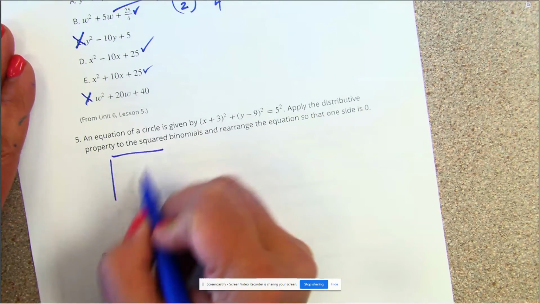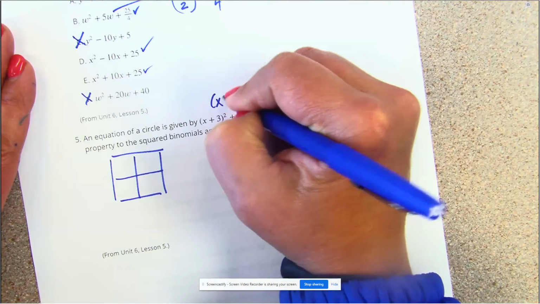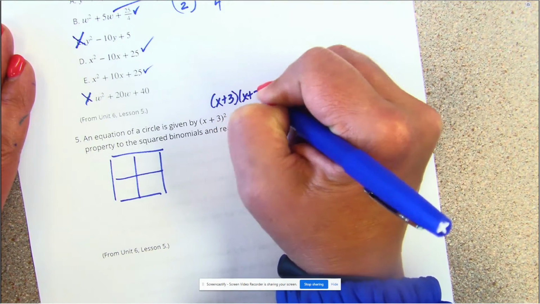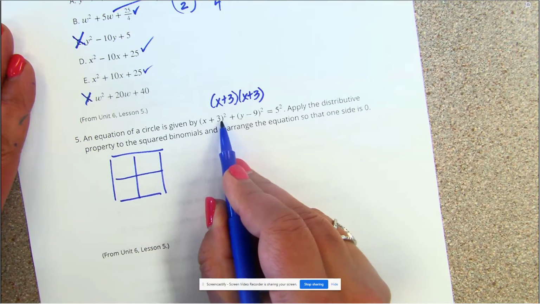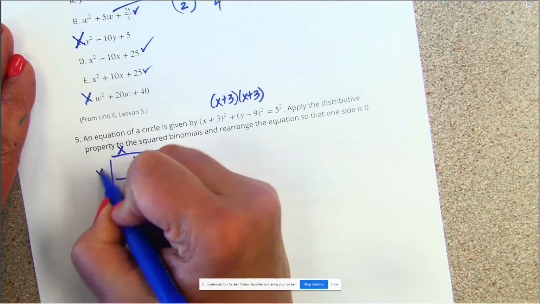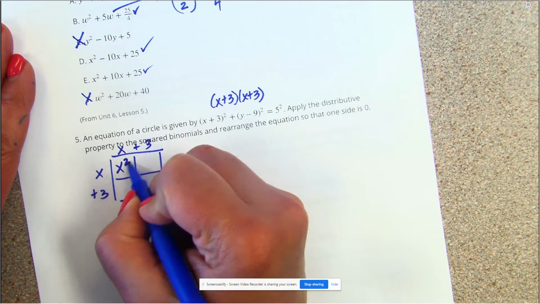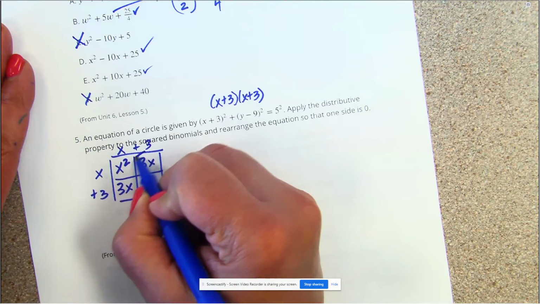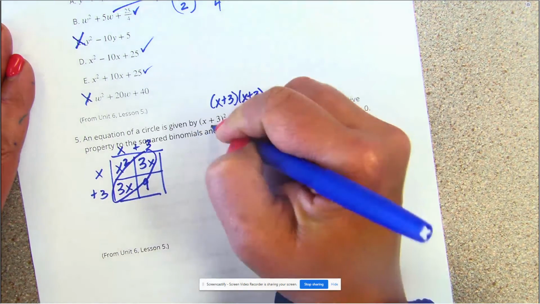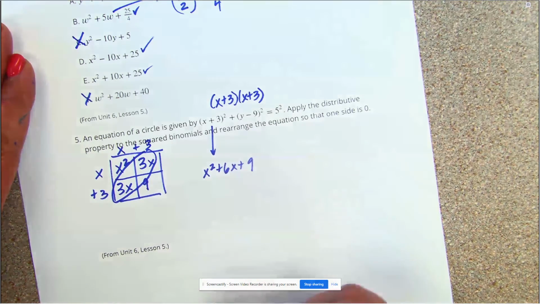I'm going to remind you how to multiply this. Remember, this is x plus 3 times x plus 3. Some students just think this is x squared plus 9. Incorrect. You can also use a box to do this if you want. x times x is x squared, 3x, 3x, 9. Combine those two. So this is x squared plus 6x plus 9.